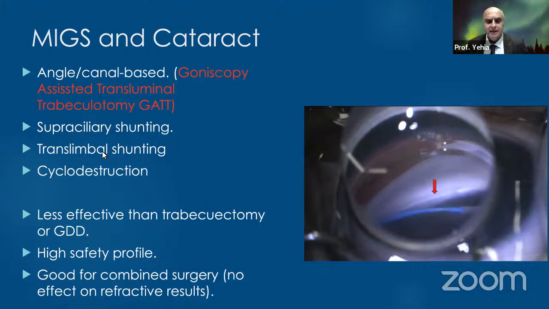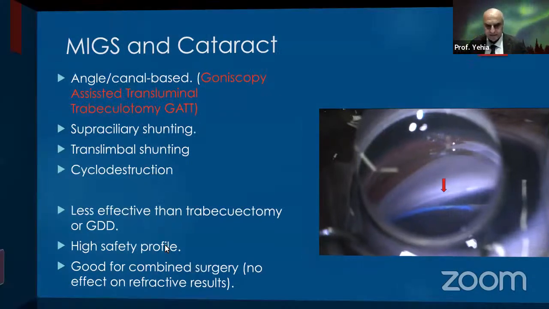Other types include angle canal-based, supraciliary shunting, translimbal shunting, and cyclodestruction. The MIGS are in some instances less effective than trabeculectomy, but definitely much, much safer. And if you're doing cataract surgery together with it, you have no effect on the refractive results. Of course, there are some complications like hyphema, but usually it resolves over 1 or 2 weeks.